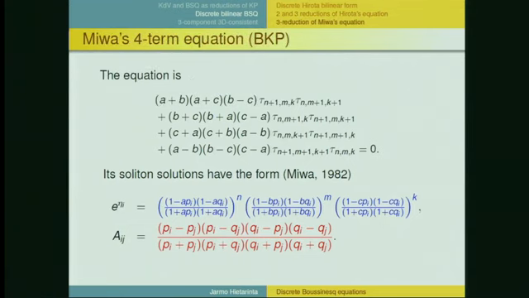Okay, but there are other higher level equations. This is the BKP equation. It's slightly different in that this term was missing in Hirota's equation, but it's in this four-term equation. It was given by Miwa in 1982, and he also gave the plane wave factors and the phase factors.